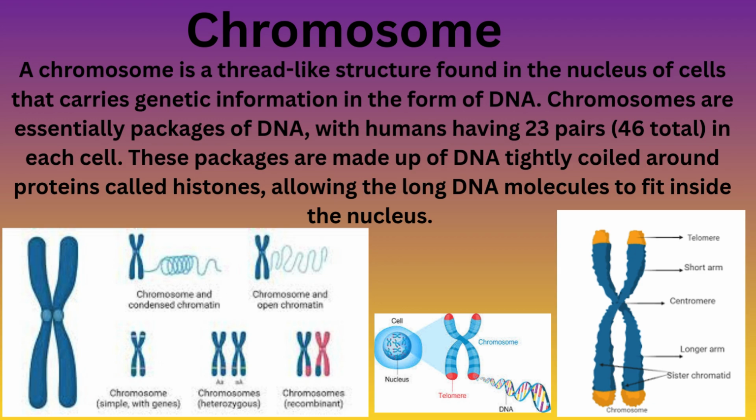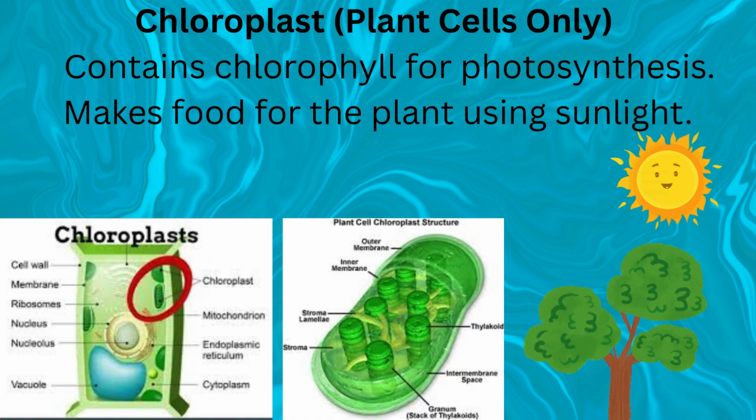Chromosome. A chromosome is a thread-like structure found in the nucleus of cells that carries genetic information in the form of DNA. Chromosomes are essentially packages of DNA, with humans having 23 pairs, 46 total, in each cell. These packages are made up of DNA tightly coiled around proteins called histones, allowing the long DNA molecules to fit inside the nucleus. Chloroplast, plant cells only.